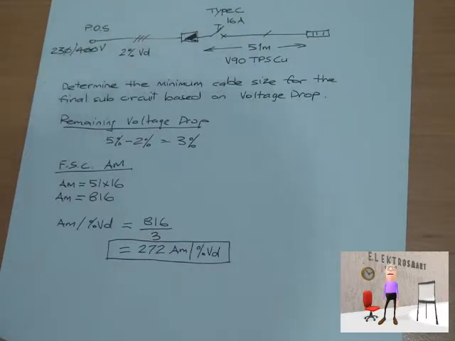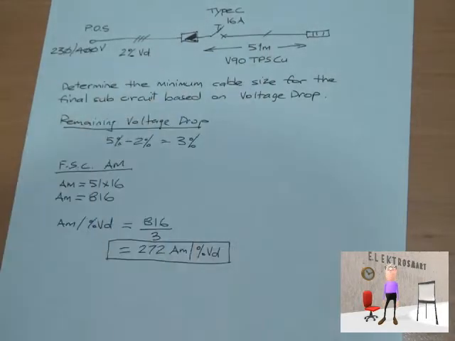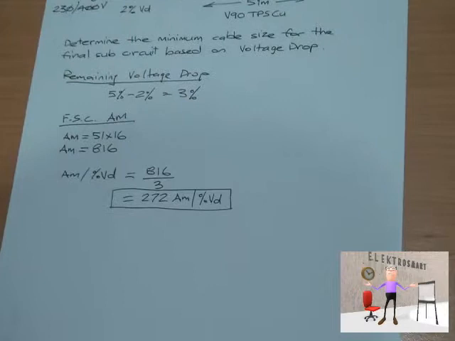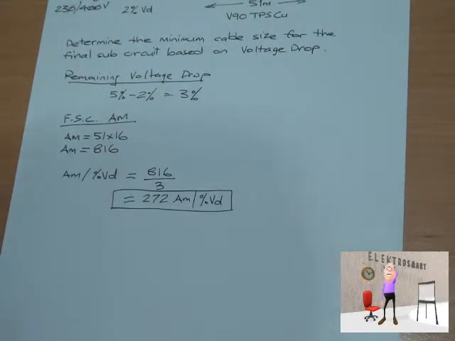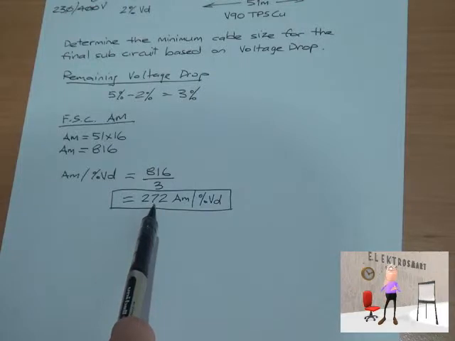And so we'll do that now. If you go to table C7 on AS3000, you'll notice that it has two different values besides the cable size. We have single phase and we have three phase. This is a single phase final subcircuit, so we'll be looking at the single phase column, and we'll simply look down that column until we find a cable that has at least a capacity of 272.